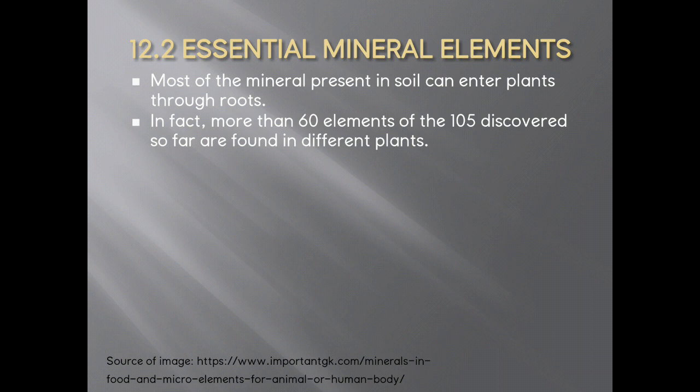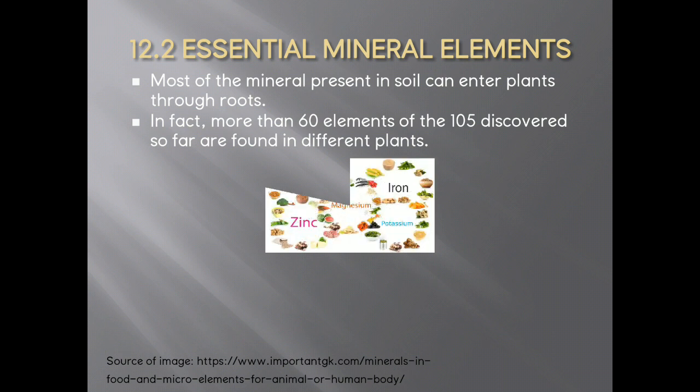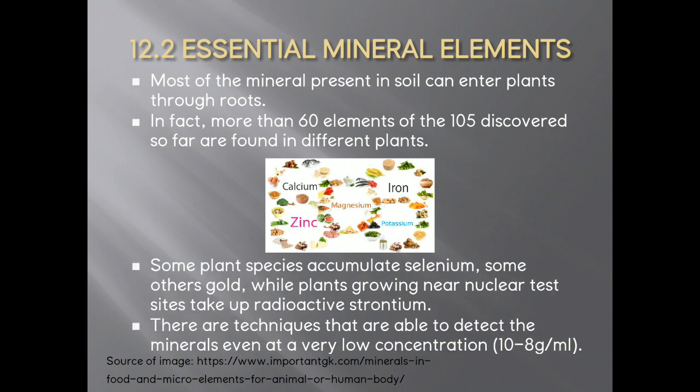Now, after seeing the mineral requirements of plants, let's also see what essential mineral elements are. Most of the minerals present in soil can enter plants through roots. We all know this. In fact, more than 60 elements of the 105 discovered so far are found in different plants. Some plant species accumulate selenium, some others gold, while plants growing near nuclear test sites take up radioactive strontium. There are techniques that are able to detect these minerals even at very low concentration.